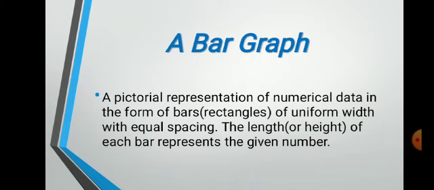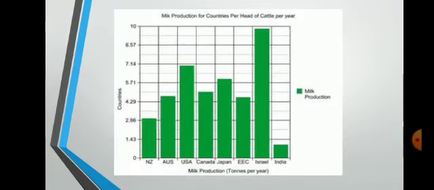So a bar graph shows the pictorial representation of numerical data in the form of the number of children, and the height of the bar will represent the number of children. Let us see one other example of it. In this, milk production in tons per year is shown on the x-axis. You can see the spacing between the bars must be equal, and we have to take equal spacing.